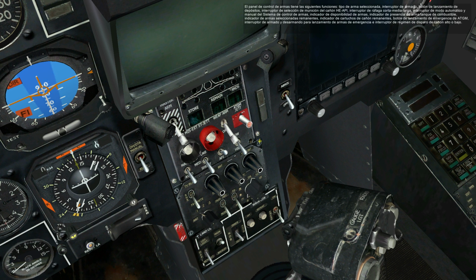The weapon control panel has the following functions: selected weapon type, master arm switch, storage jettison button, HE, API, and cannon ammunition select switch, short, medium, long burst switch, automatic and manual weapon control system mode switch, weapon readiness indicator, weapon fuel tank presence indicator, selected weapon remaining indicator, cannon rounds remaining indicator, emergency ATGM launch button, arm and disarm switch for emergency weapon jettison launch, and high and low rate of fire switch.